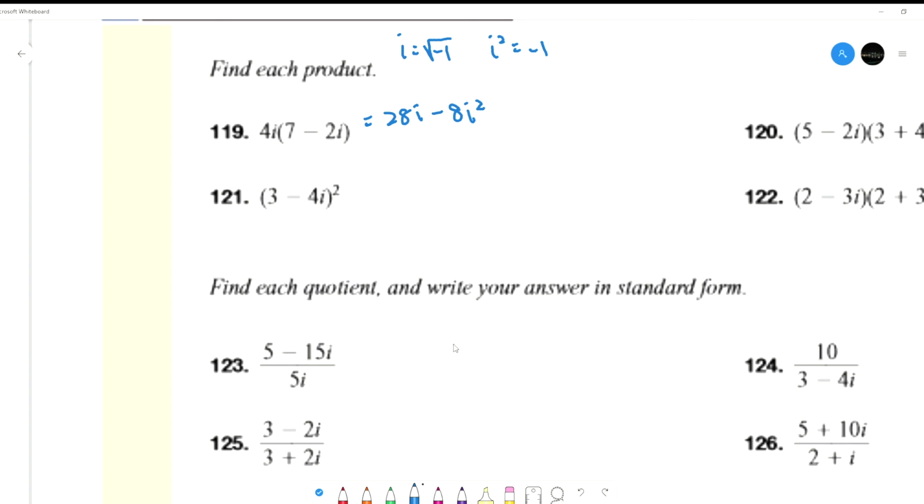All right, so as you can see, this is going to become 28i minus 8 times -1, right? And this becomes positive 8. So just remember, you have to write it in a plus bi standard form, right? So the real part comes first. So this is 8, and then this is plus 28i.